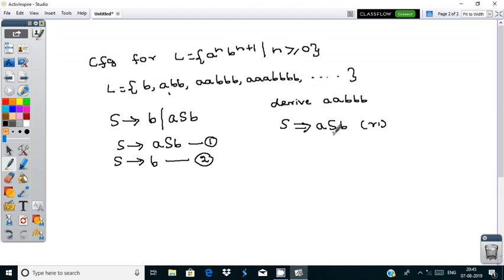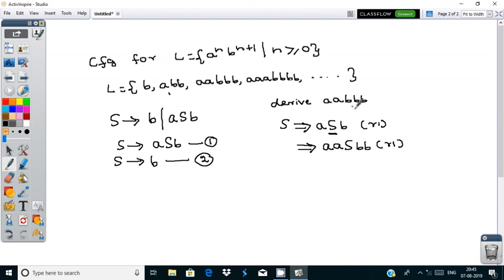In the second step, once again you need one more a. So S has to be derived by the rule which generates a's and b's equivalently. That is rule number 1. You cannot apply rule number 2, you have to apply rule number 1. So this S can be replaced by another aSb, and it becomes aa S bb. You are applying rule number 1 again.